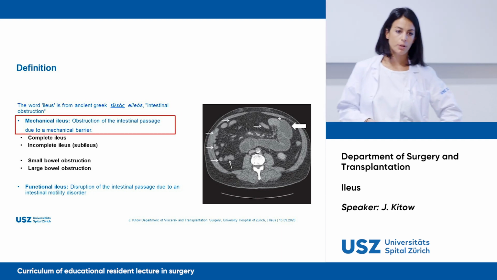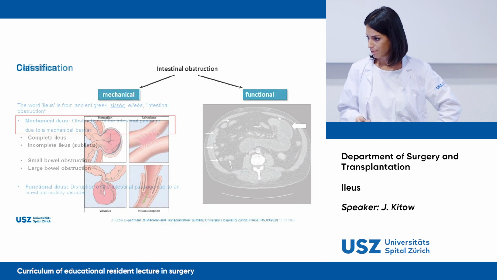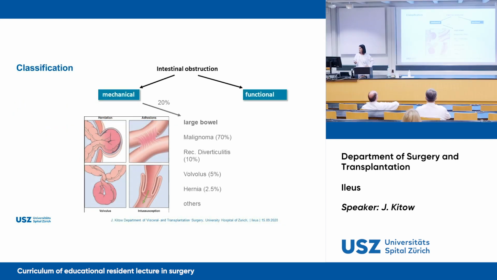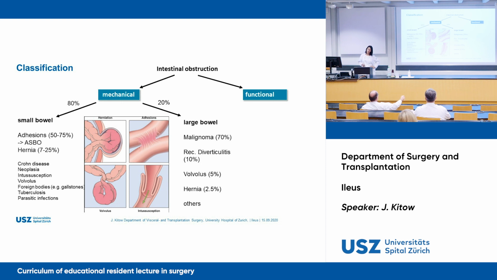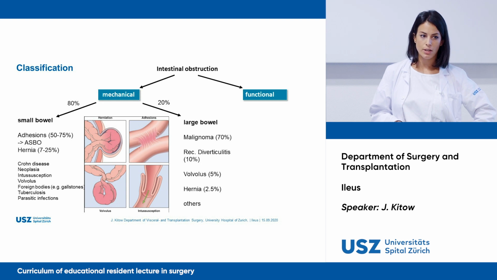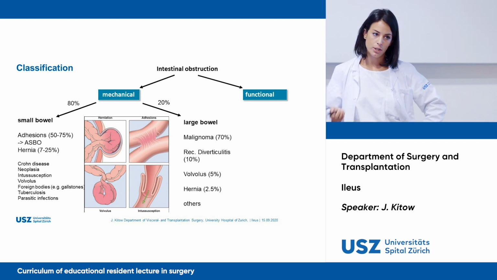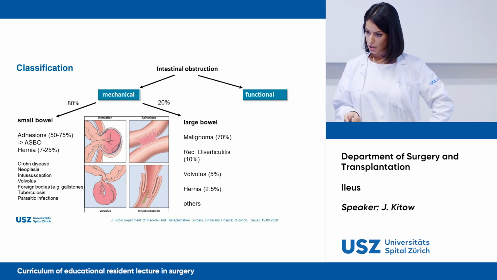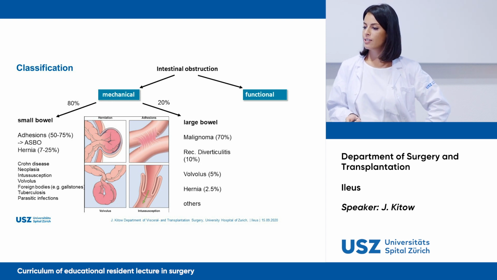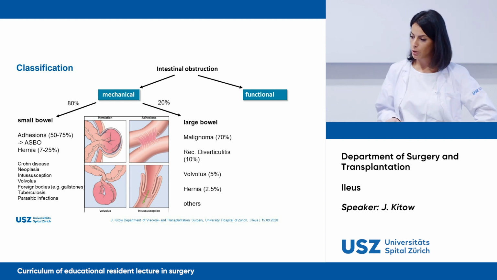So we want to start off by talking about the mechanical ileus. It's found in 20% in the large bowel, caused by malignoma such as CRC, recurrent diverticulitis, volvulus, hernia or others, and consequently in 80% in the small bowel. Mostly caused by adhesions, so that is the reason why I want to talk about it later. And this is then called adhesive small bowel obstruction, or ASBO.